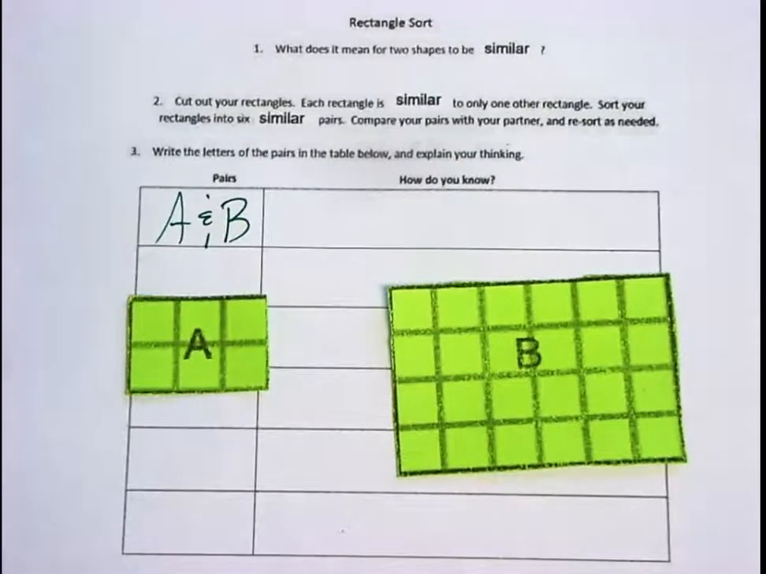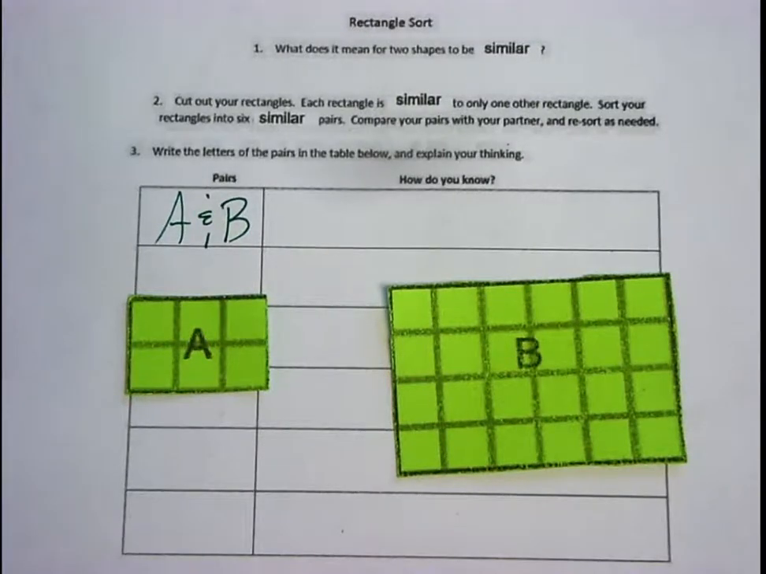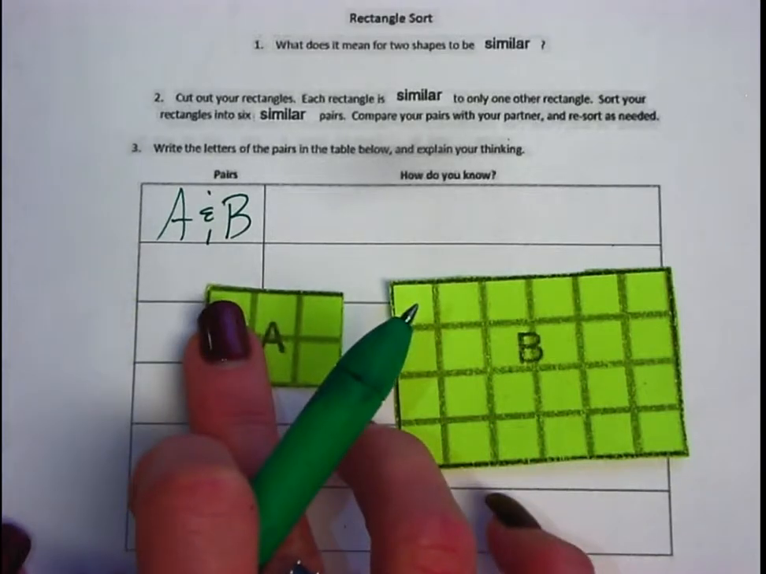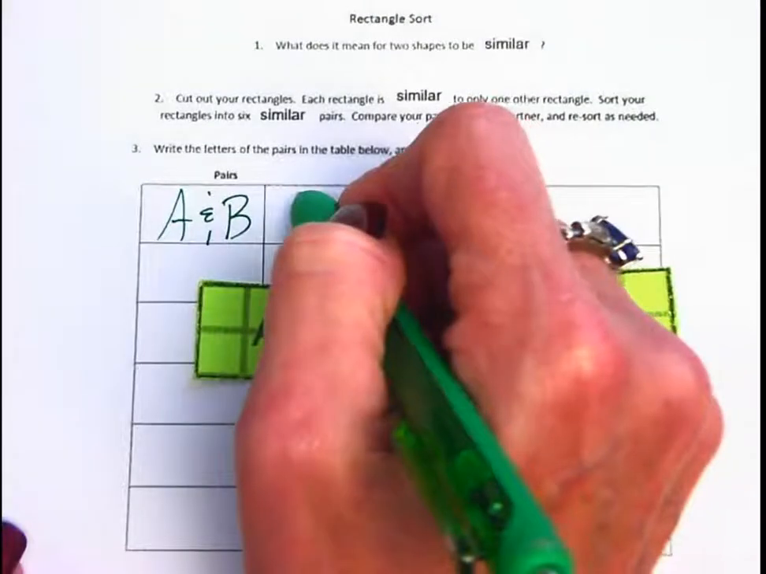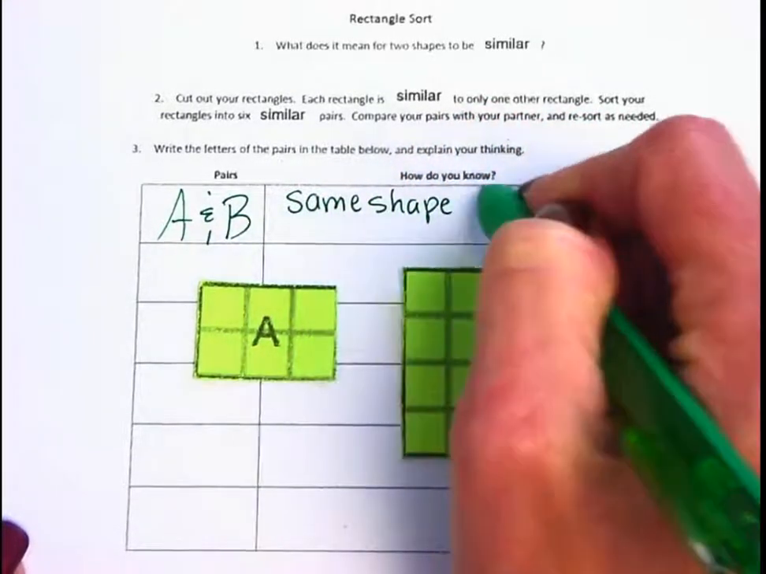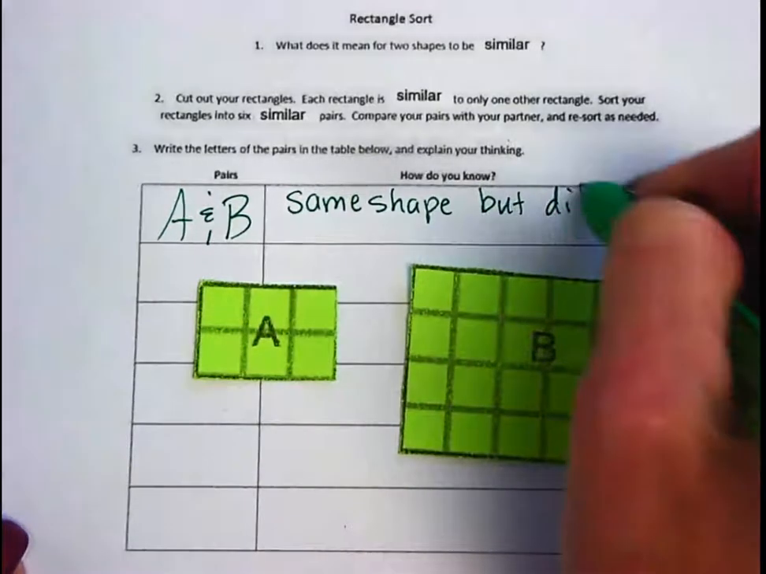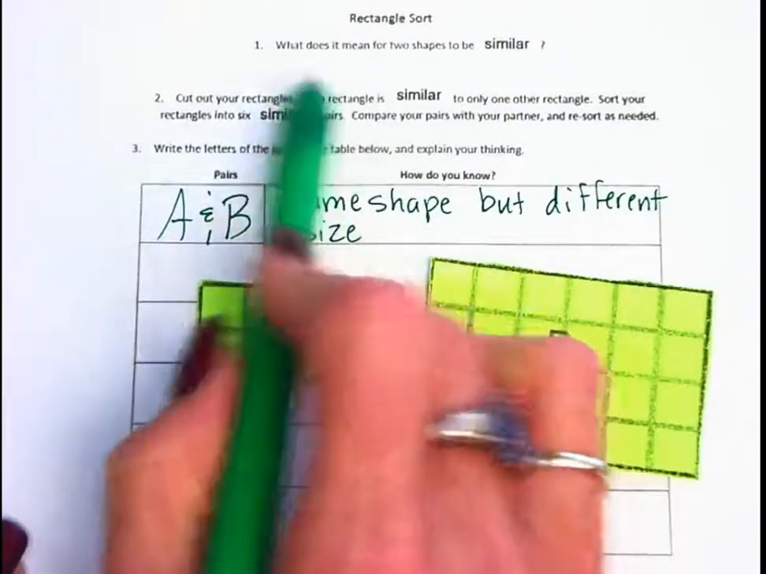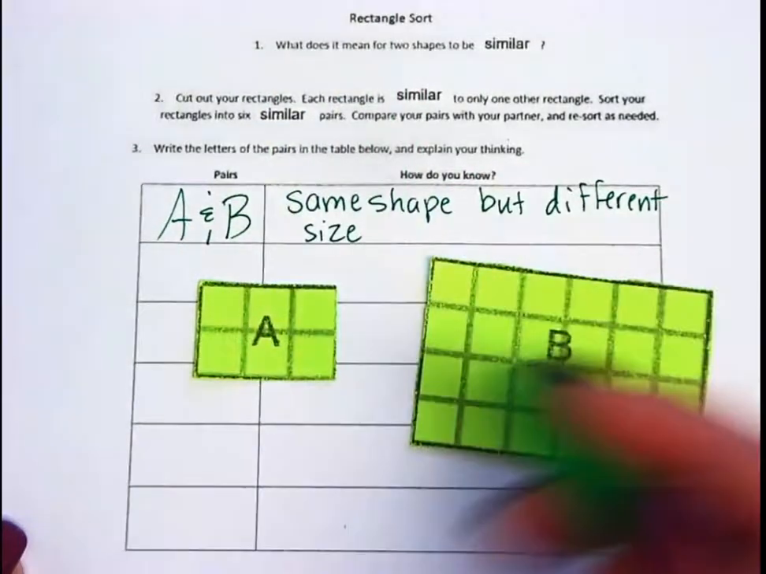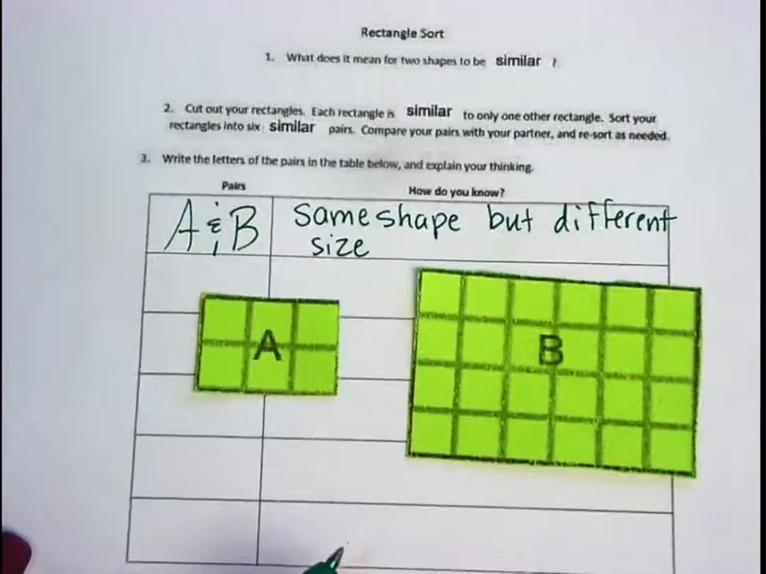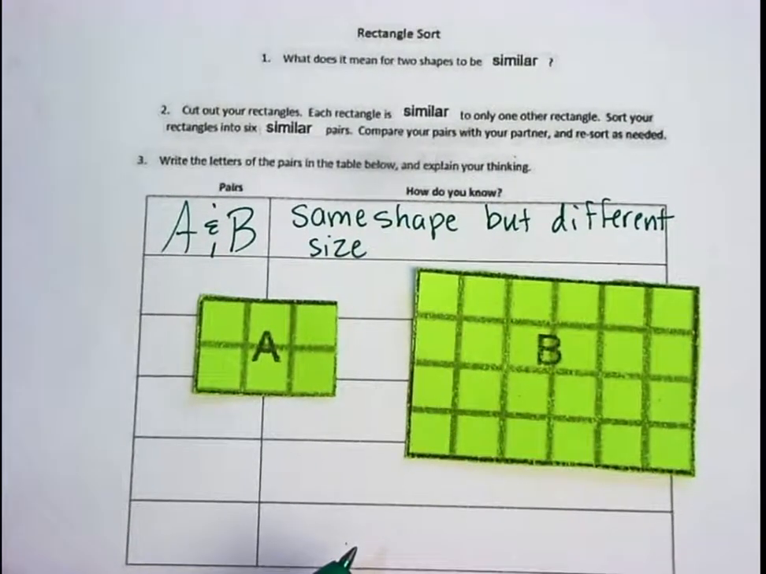Camilla? If A was bigger, it would be similar to B. So what you're telling me is they are the same shape, but a different size. So for shapes to be similar, that's the definition. They are the same shape, but a different size. And then I want to talk to you about other things that are required for two shapes to be similar.